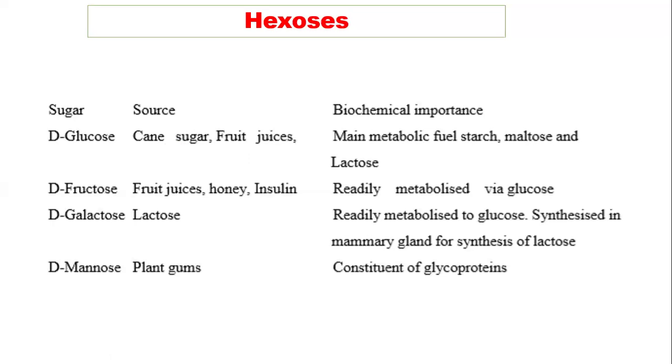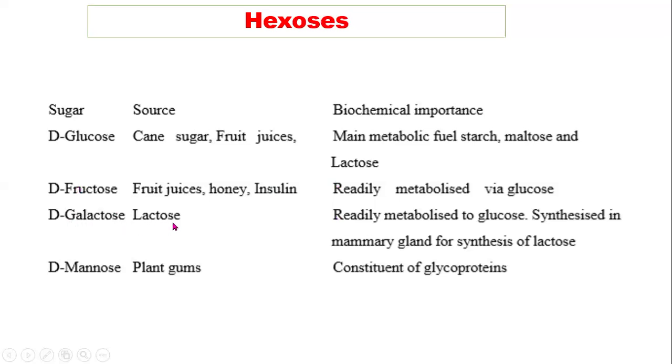We can say D-fructose is also found in fruit juices, honey, and it is found from inulin. This is not insulin, please take note. It is inulin. This is a typographical error. What is the biochemical importance? It is readily metabolized via glucose. So fructose is metabolized via what? Glucose.